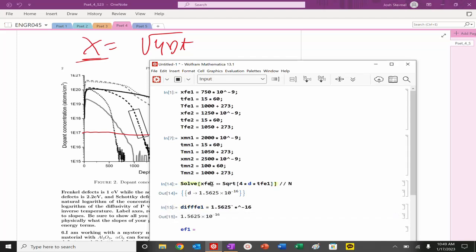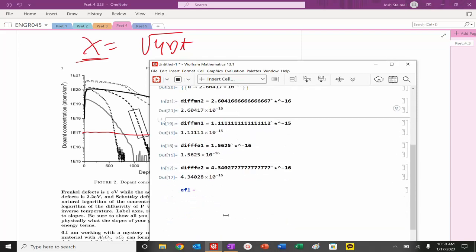I can do the same thing here for change 2 and 2. This is going to be my diff Fe2 equals that. I could do now Mn1, t, Mn1. So I got this. So that's my diff Mn1. And then I could just change this to 2, change this to 2. And this is my diff Mn2 equal here. And now we're good to go as well.